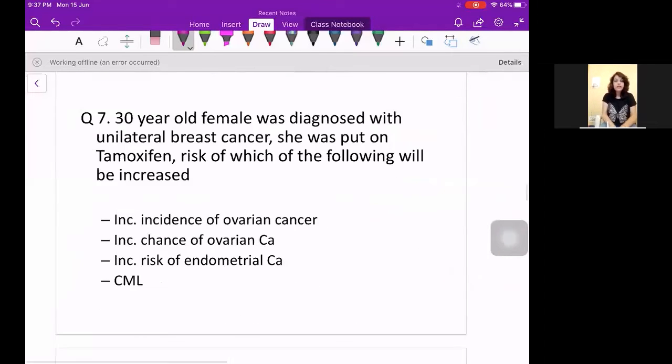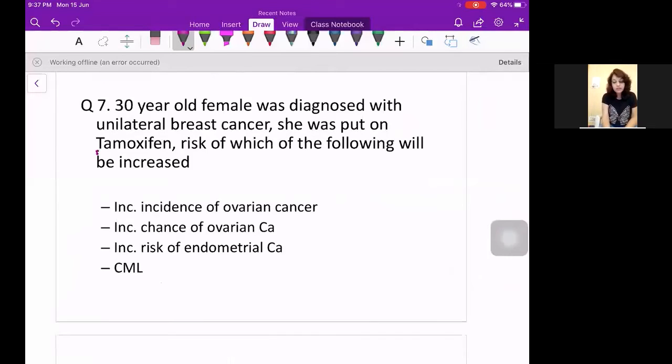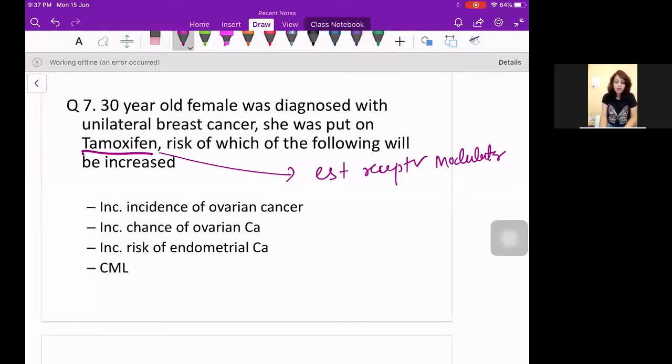Now we move on to the next question. That is, a 30-year-old female was diagnosed with unilateral breast cancer. She was put on tamoxifen. Risk of which of the following is being increased? Now, tamoxifen, we know tamoxifen is an estrogen receptor modulator.